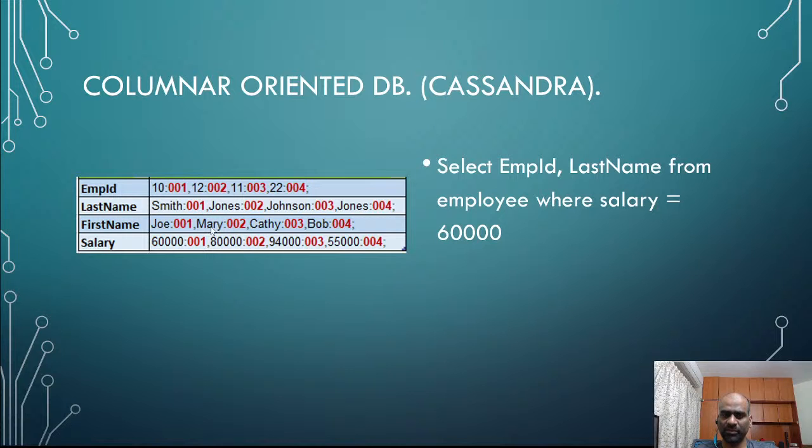Let me explain one more time. When the salary is 60,000, it will directly go to that column which has the value 60,000 and it will find the row ID. Now I want two things. I want the employee ID, I want the last name. How can I know the employee ID and last name? Because it is in some other column, correct?